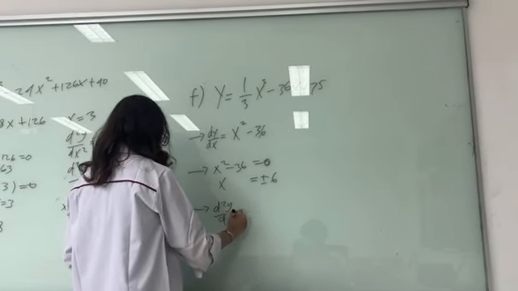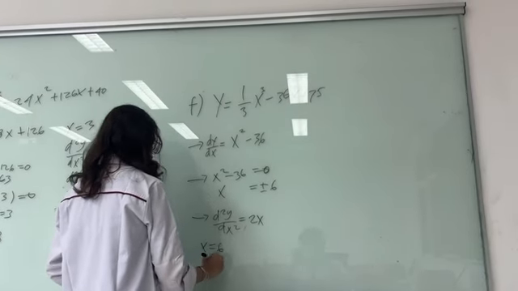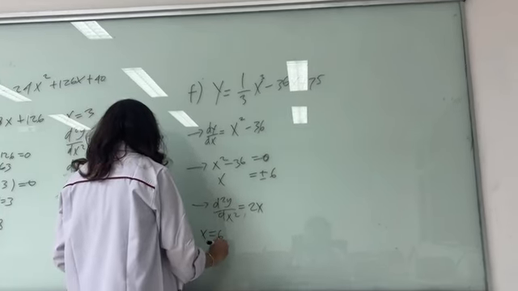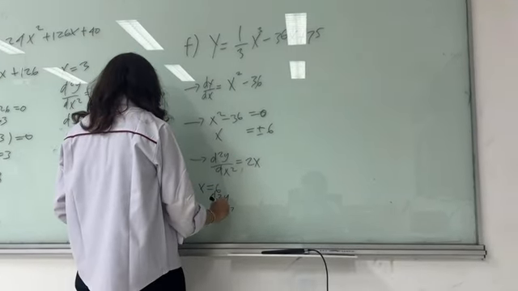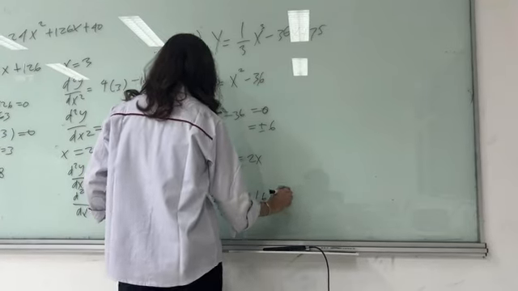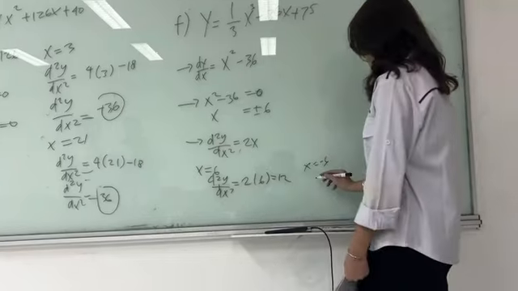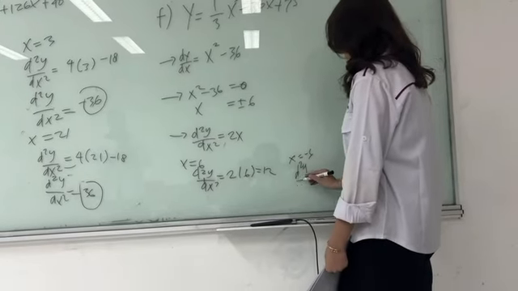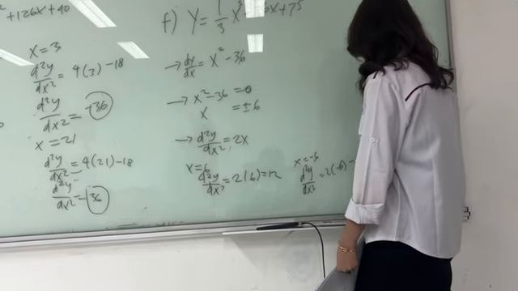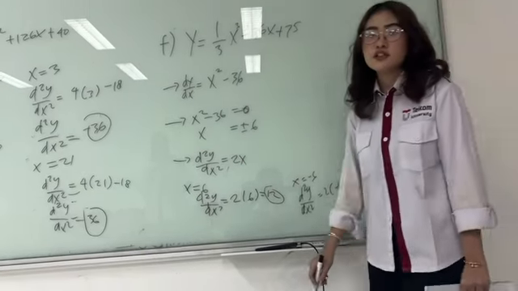The second derivative, we got 2x, and this is for x equal positive 6, I mean. This is for x equal minus 6. And this is the maximum and this is the minimum. Thank you, that's all for me.